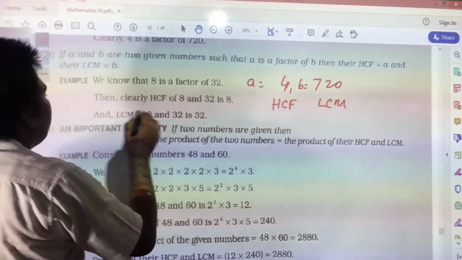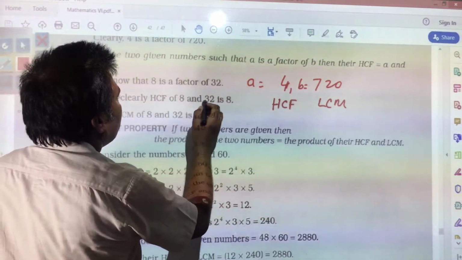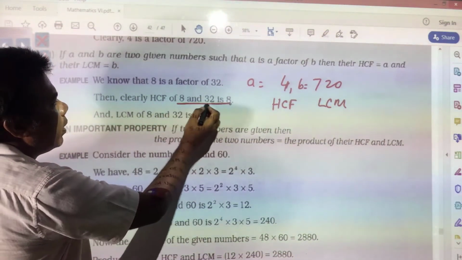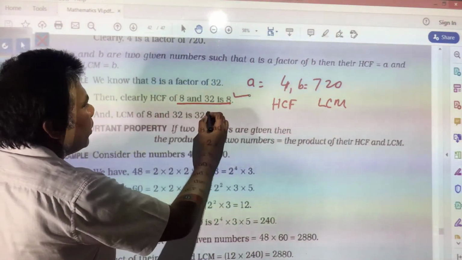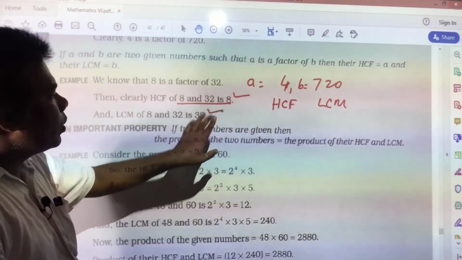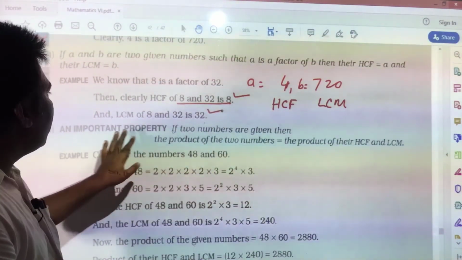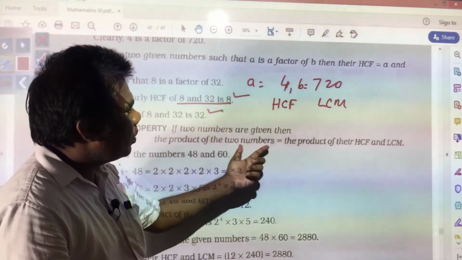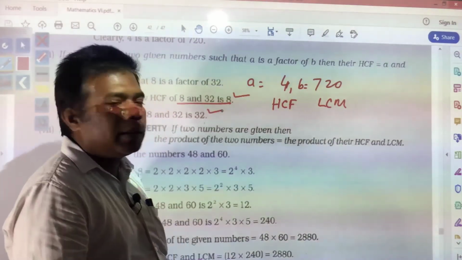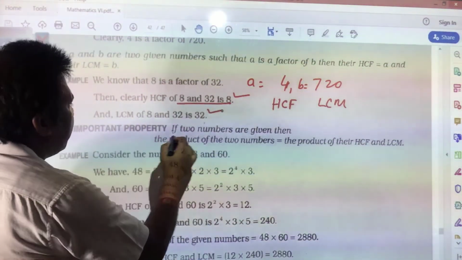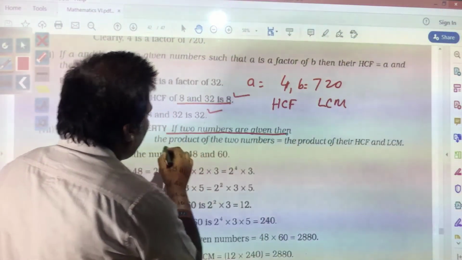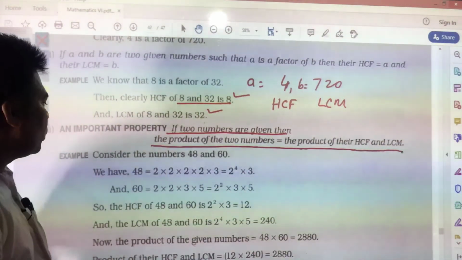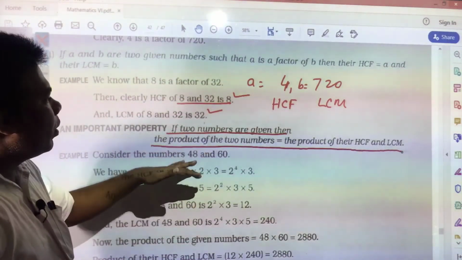So, the same example has been given, just with two numbers, 8 and 32. HCF of 8 and 32 is 8 and LCM is 32. Just check it yourself. An important property you see next: if two numbers are given, then the product of the two numbers is equal to the product of their HCF and LCM. This is very, very important, not only for this class, but even for your upcoming classes also.